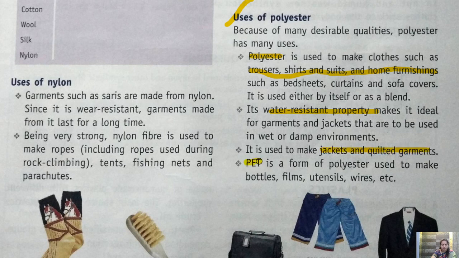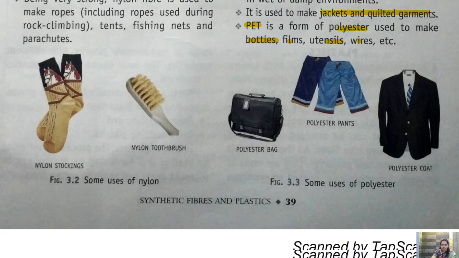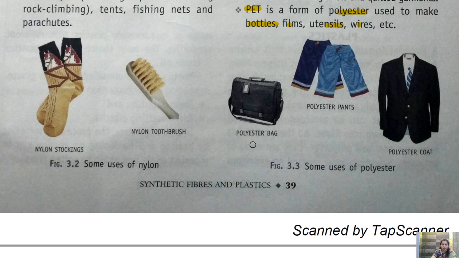PET, this is important. PET is a form of a polyester. Okay. And this is used to make bottles, films, utensils, wires. So, all these are made from a polyester. So, uses of polyester is very important.